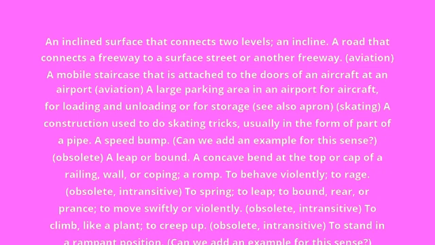See also apron. Skating: a construction used to do skating tricks, usually in the form of part of a pipe. A speed bump. Can we add an example for this sense? Obsolete: a leap or bound. A concave bend at the top or cap of a railing, wall, or coping. A romp.